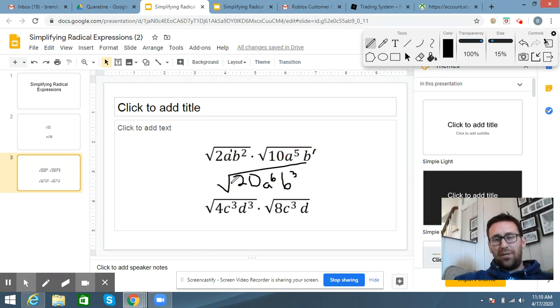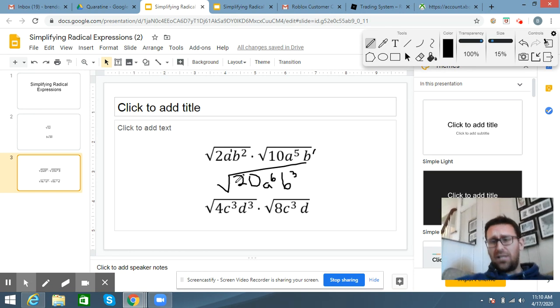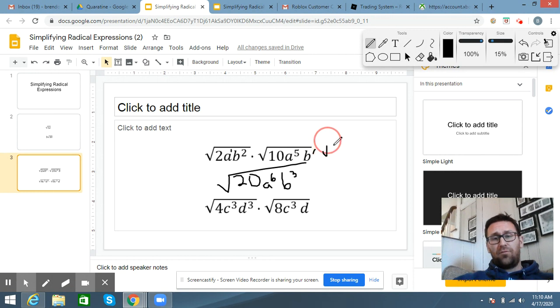So now we've got to simplify. That 20 is going to be 4 times 5. I know that I can take the square root of 4, so that's 2. So the 2 is outside. The 5, I cannot simplify, so that stays inside.